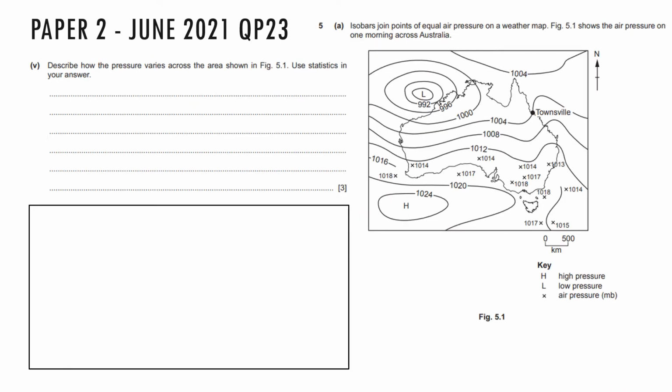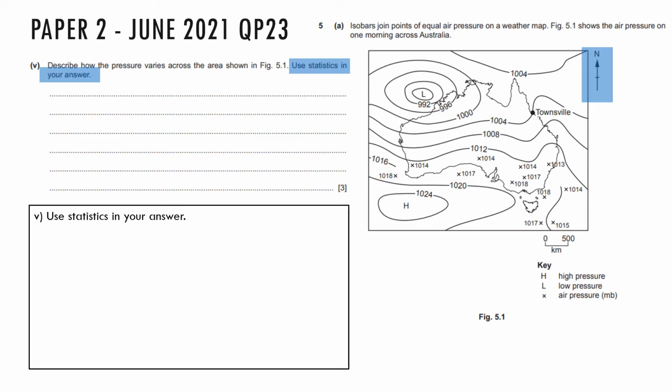Right, describe how the pressure varies across the areas shown in figure 5.1. Use statistics in your answer. Again, we can use the data available, and you must get that data, because if you don't, you won't get full marks. So you have a map and you have a north arrow. Again, that's really useful information that you can use, so you must include compass directions.